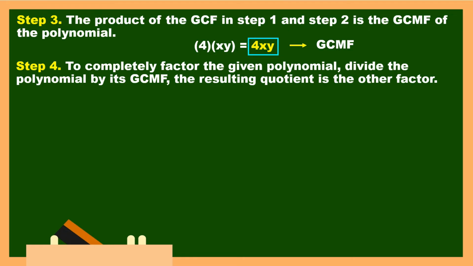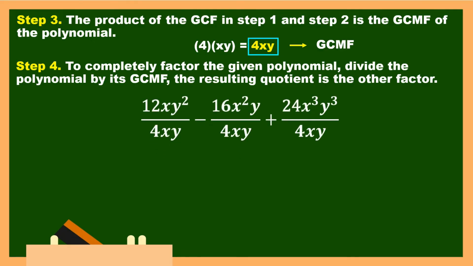And step 4, to completely factor the given polynomial, we will divide the polynomial by the GCMF, which is 4xy. And the resulting quotient is the other factor of the polynomial. So, 12xy squared minus 16x squared y plus 24x cubed y cubed divided by 4xy. The answer is 3y minus 4x plus 6x squared y squared. And that is the other factor of the polynomial.